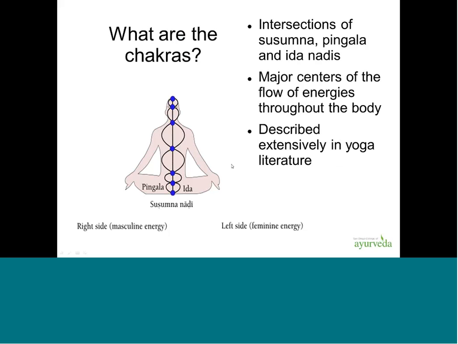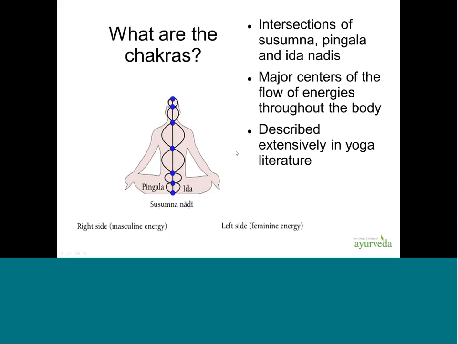Now when you look at that diagram and you look at how these channels, these nadis, are intersecting with each other, the places where they intersect are called chakras. So we've all heard of chakras. You have these 7 chakras, and these are centers for the flow of energies throughout the body. Where these 3 channels, Sushumna, Pingala, and Ida, intersect, these are our chakras, beginning from the Muladhara, the root chakra, going up to the crown chakra.